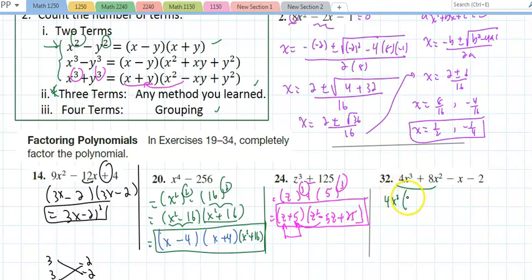4x cubed divided by 4x squared is x. 8x squared divided positive over positive is a positive. 8x squared divided by 4 is a 2. You always take that sign. Negative x divided by negative 1 is x, and negative 2 divided by negative 1 is x plus 2.